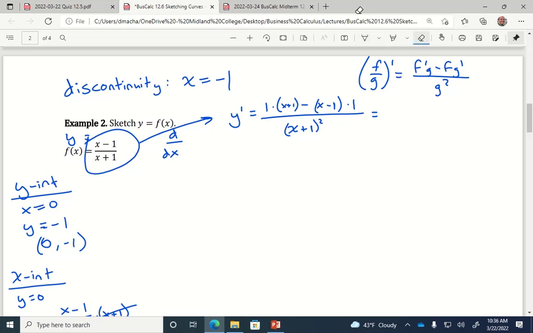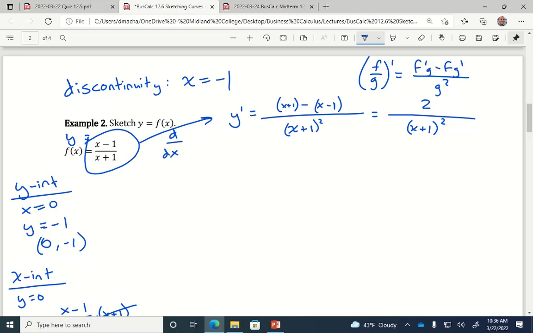If I notice that multiplying by 1 doesn't do anything, I can forget about that and forget about that. And I'll distribute that minus sign, so in terms of x's in my numerator, I have x minus x, so 0. And in terms of 1, I have 1 minus -1, or in other words, 1 plus 1, which is 2. So my derivative is going to be 2 divided by x plus 1 squared. That is my first derivative.